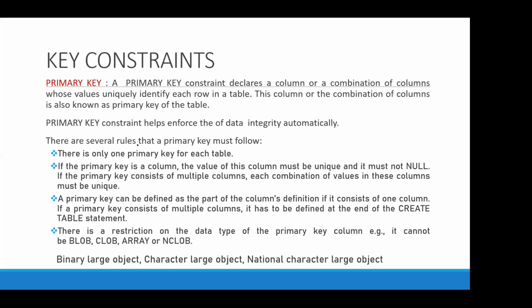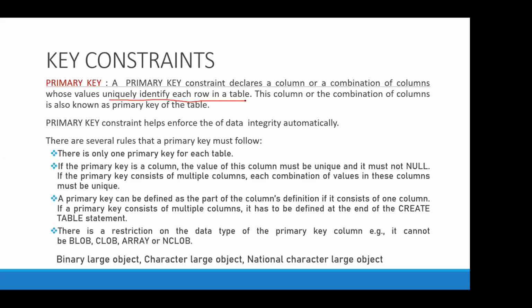So now here, among the key constraints, the important one is the primary key. We want to remember the primary key definition. Constraints: it declares a column or combination of columns whose values uniquely identify each row in a table. This definition we also covered in the concepts of keys.